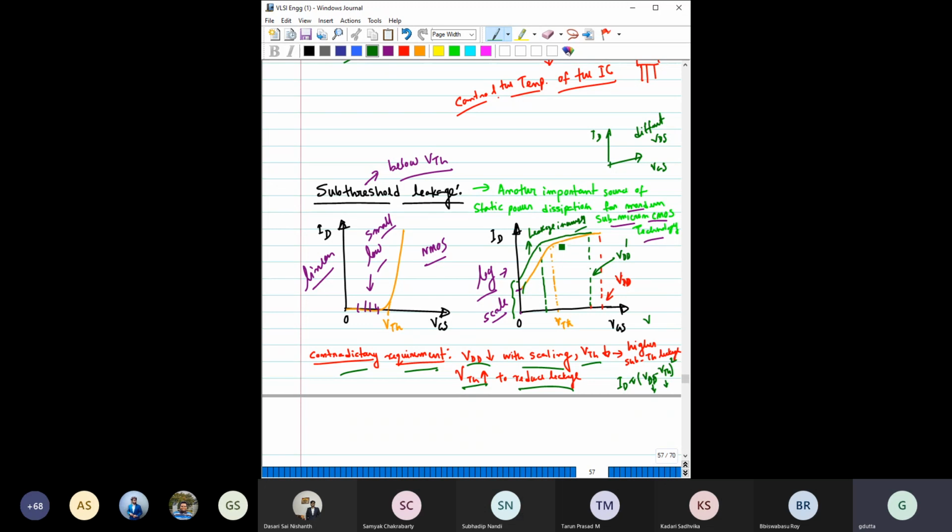Yeah, its value would be different because with VDS these levels would be different, and the region of operation of this transistor, whether it is saturation or linear, that is also dependent on this VDS and VGS, right? Relative value of VDS and VGS. So other than that, the type of the pattern would be the same.